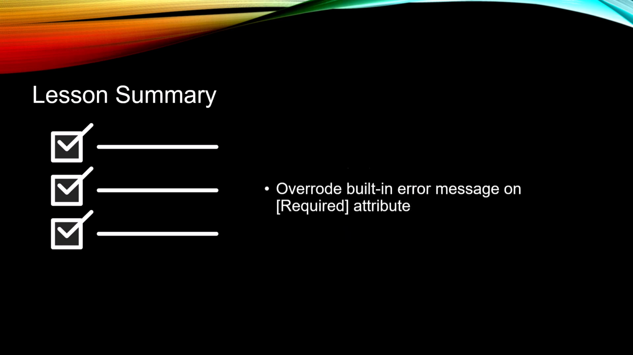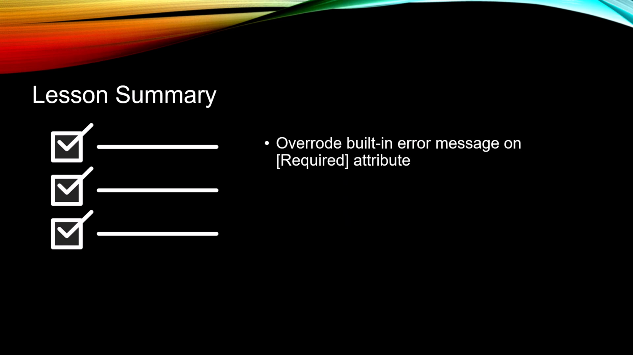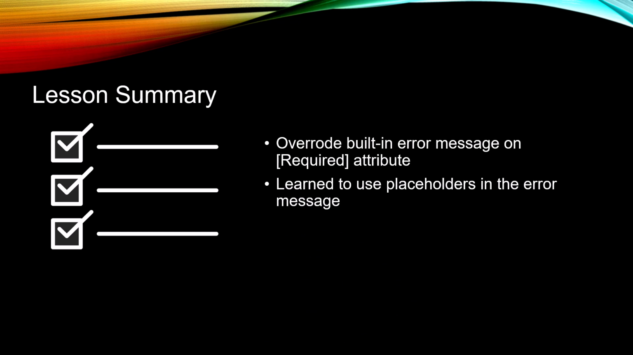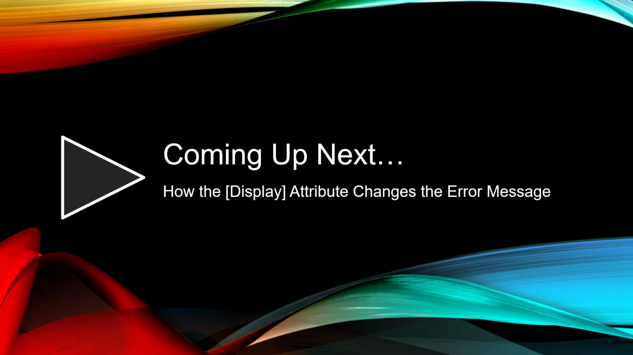In this lesson, we overrode the built-in error message on the required attribute. We learned to use placeholders in the error message, and we even learned to allow empty strings. By the way, off camera, I went ahead and removed that allow empty strings because I don't want to use it in this particular course. Coming up next, how the display attribute changes the error message.